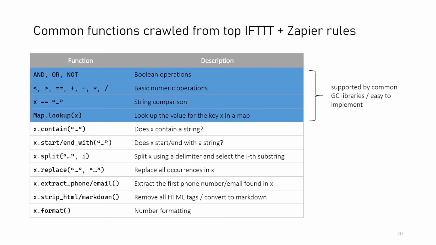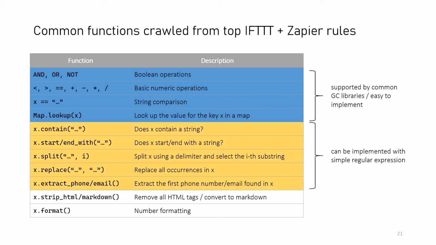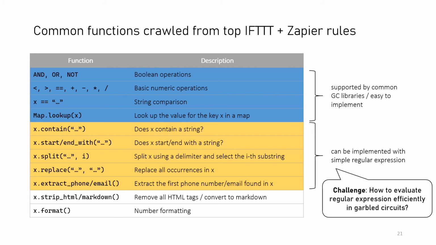Out of these functions, only a few are well studied and easy to implement. The majority of the functions are string operations which we need to craft our own solution. We noticed that many of these functions can be implemented through simple regular expression. So, the challenge is how can we evaluate regular expression efficiently in GoBot circuits.